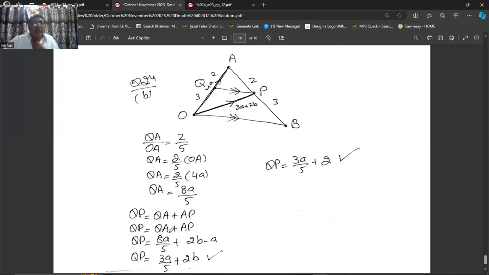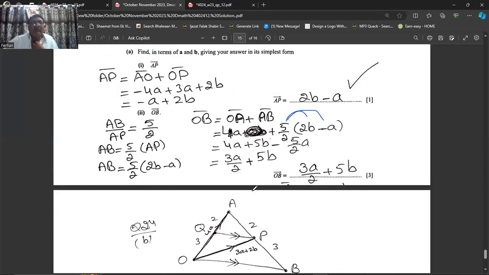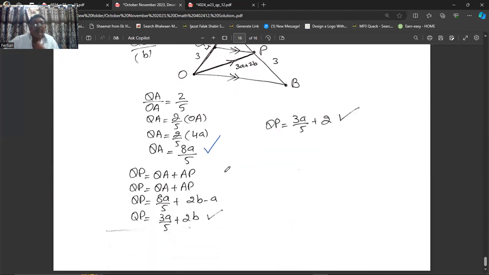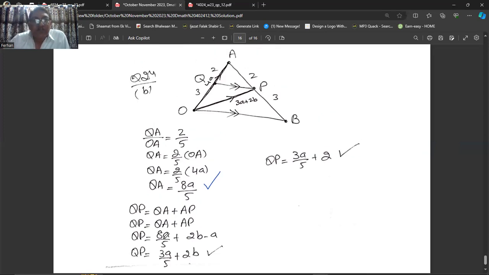And QP, Q to A, will be 8A/5, and the AP we just found here. This is the AP value, 2B minus A. So now this 8A/5 minus A, you can simplify them. That will be 3A/5 plus 2B. So this is the answer. QP is equal to 3A/5 plus 2B.